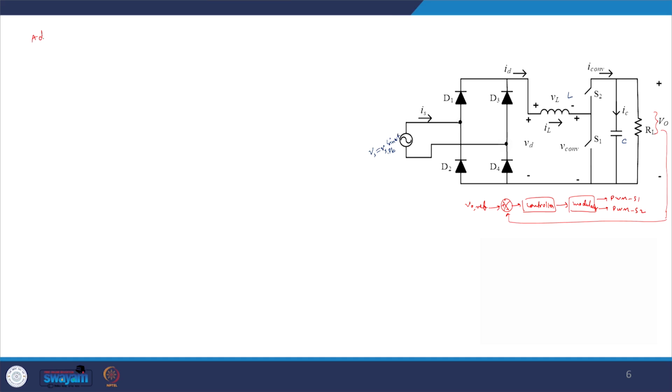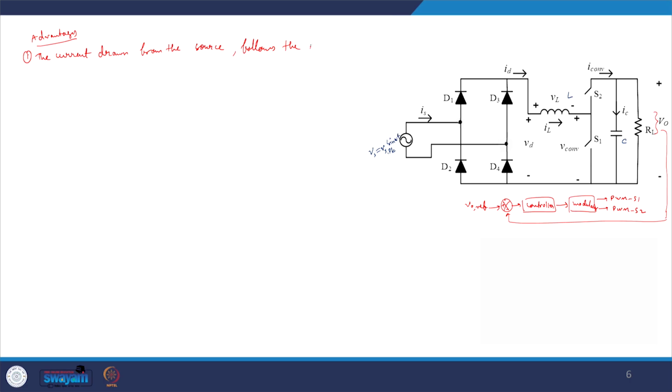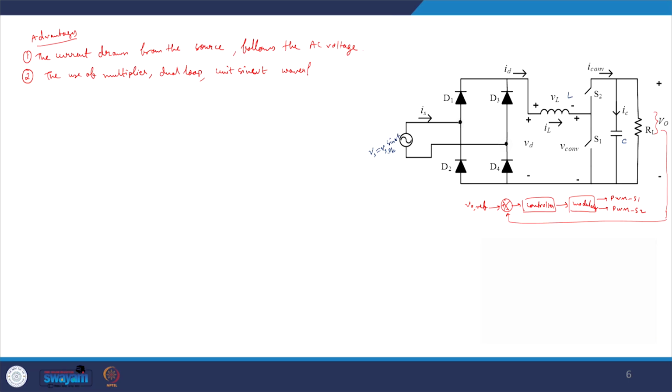So the advantages we get with this particular setup is that the current drawn from the source follows the AC voltage automatically, and the use of multiplier, dual loop, and the unit sine omega t waveform can be avoided.